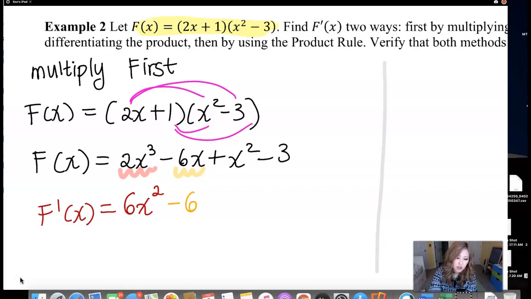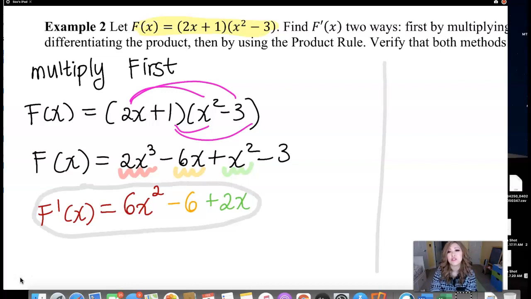X is gone. What's the next term? We have x squared. That will give us plus 2x. And lastly, the minus 3 will just give us 0. So this is our derivative, and for me, this method is perfectly fine. I don't see the reason of using another method, but we're going to use product rule this time, and we're going to see if we get the same answer.